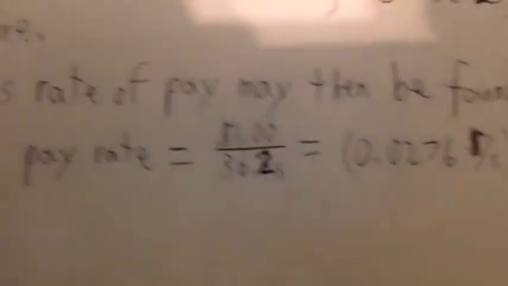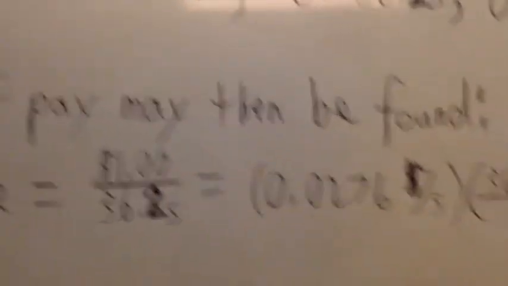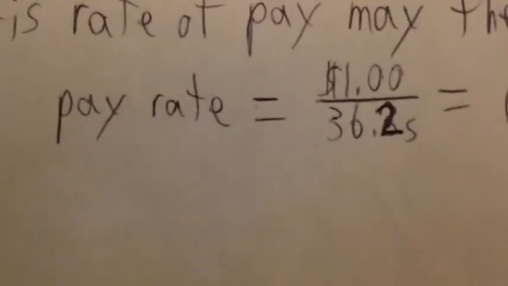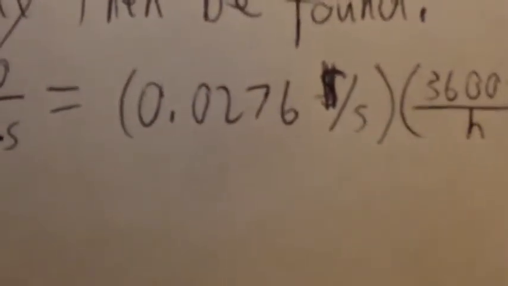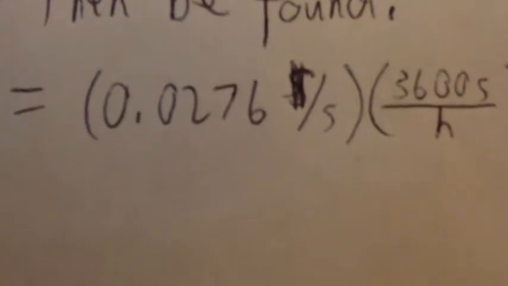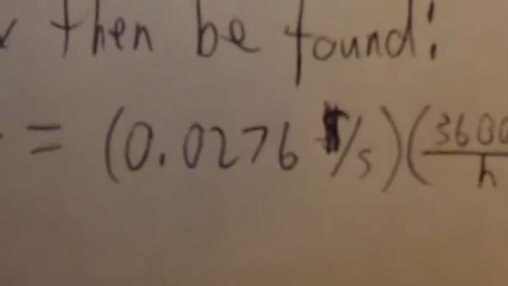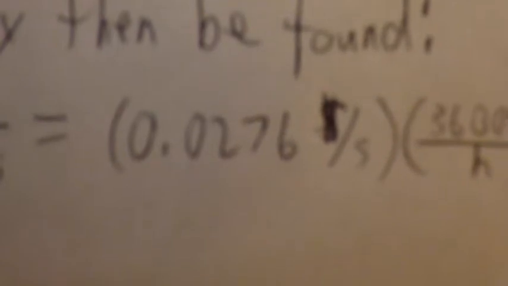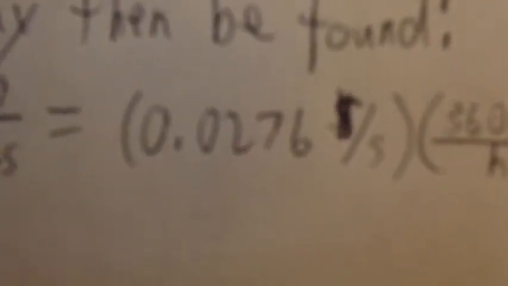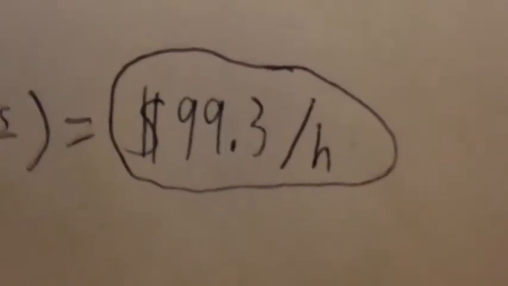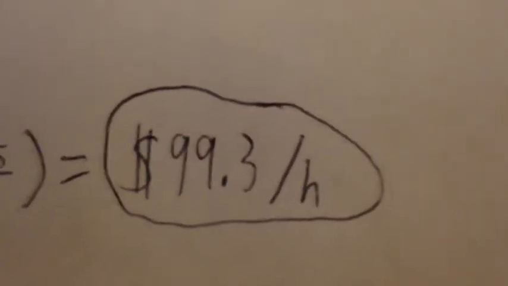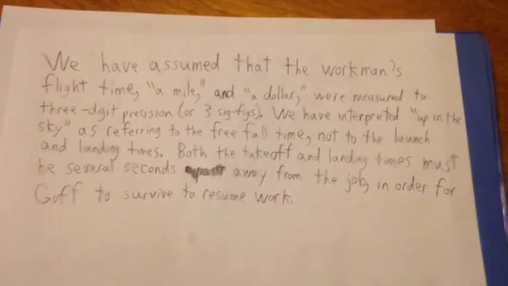Now that we know the time, we can find his rate of pay by dividing $1 by 36.2 seconds. That will give us his pay rate in seconds, $0.0276 per second. We want his hourly wage, so we will use dimensional analysis and multiply by 3,600 seconds per hour to get his hourly wage, $99.30 per hour.